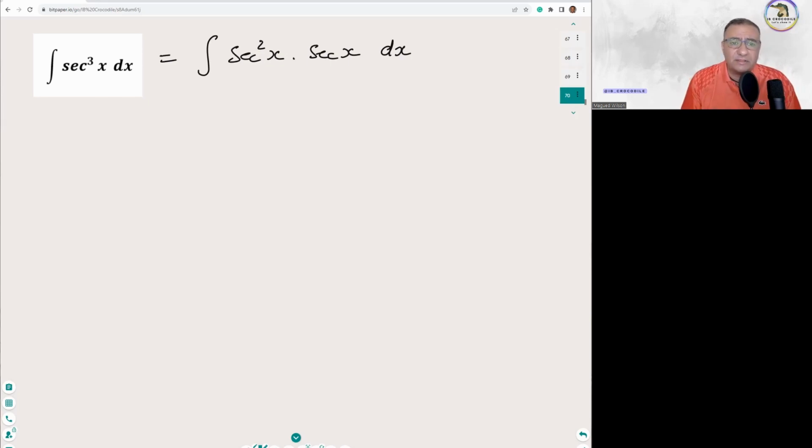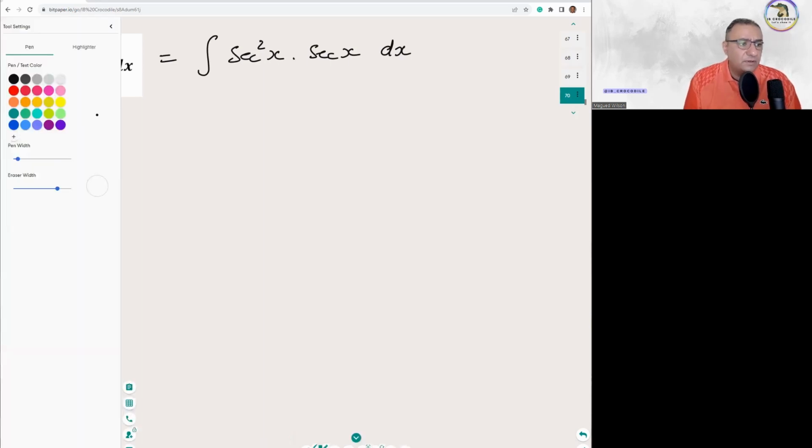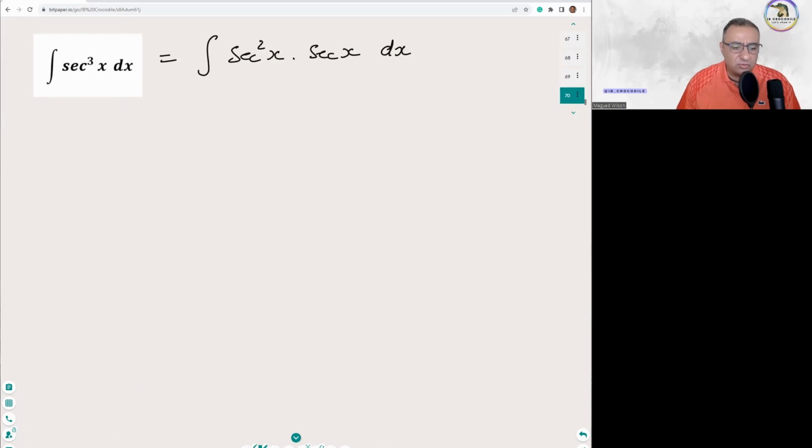The rule for by parts is that the integral of u dv equals uv minus the integral of v du. What is the idea of by parts? You take one of them and call it u, and that u has to be differentiable. Another one you call dv, and that dv has to be something you can integrate.